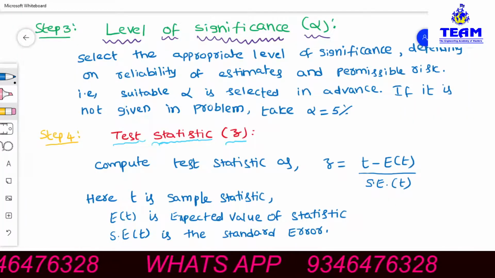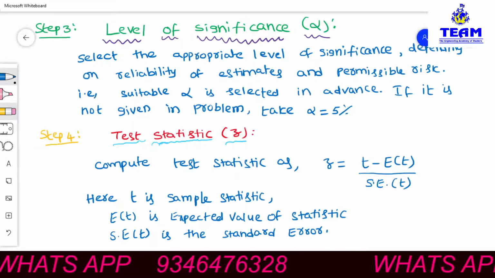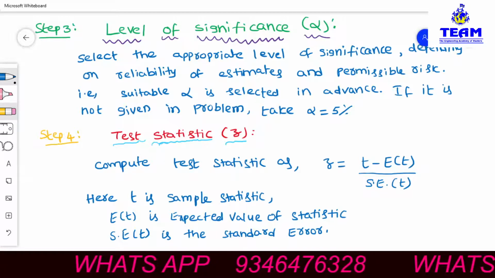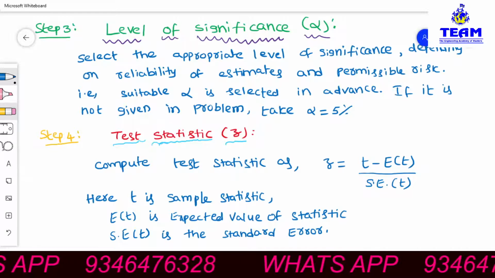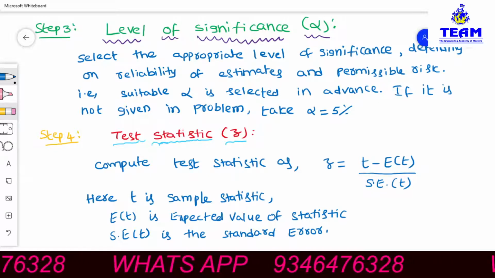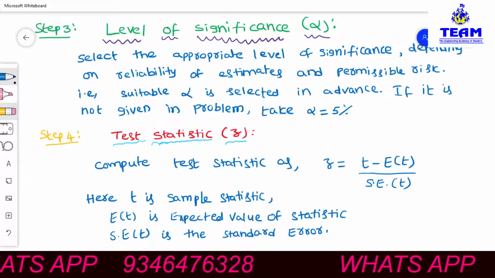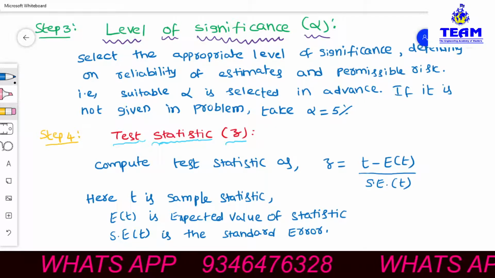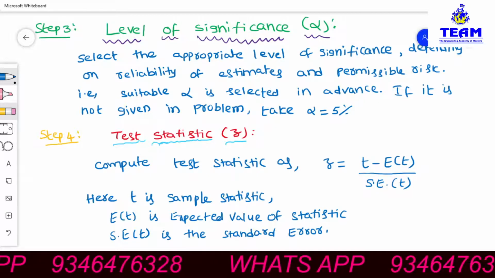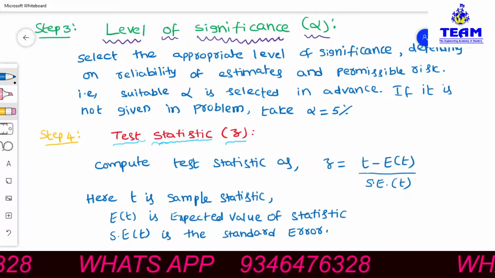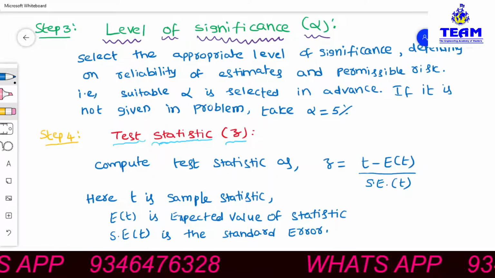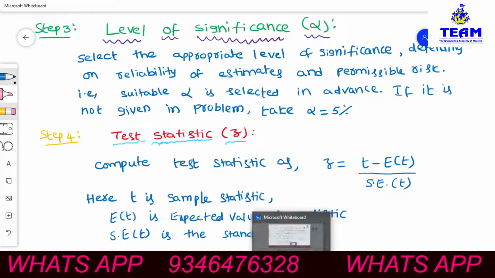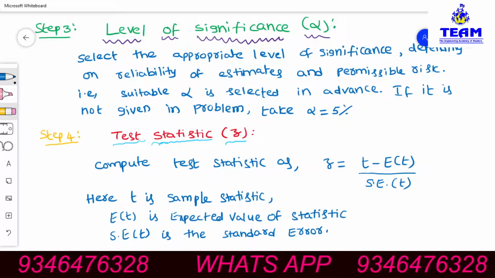Now step 4 is the test statistic. Test statistic is represented with Z. Here we calculate the test statistic as Z is equal to T minus E of T divided by the standard error of T. Here T is the sample statistic, whereas E of T is the expected value of the statistic, and SE stands for the standard error of the statistic.